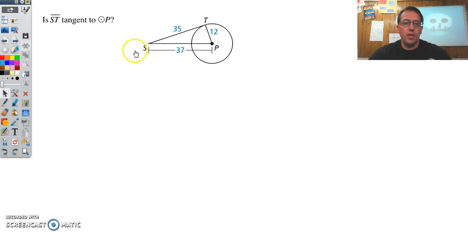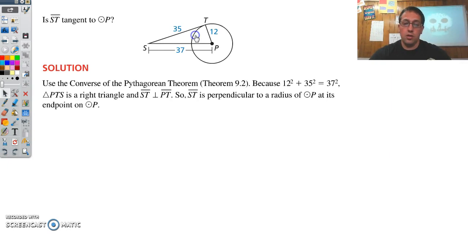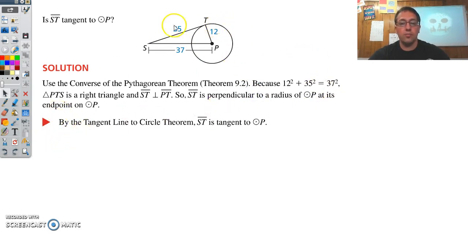Question here. Is segment ST tangent to circle P? Well, to test this, if it is a tangent, that means that ST has to be perpendicular to TP, which means we've got a right triangle. So how do you tell if it's a right triangle? You use the Pythagorean theorem. And so you plug this in. We've got 12 squared plus 35 squared equals 37 squared, because this is our hypotenuse. And that does, let's see, that does work. So these are tangent.